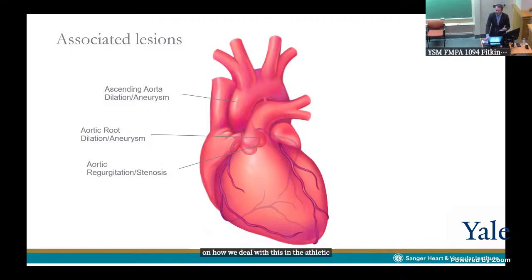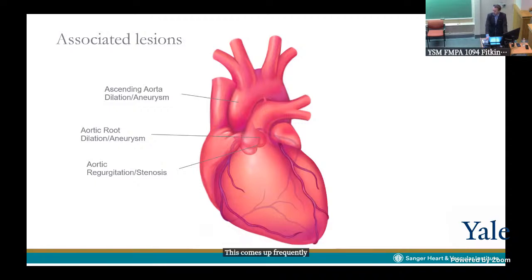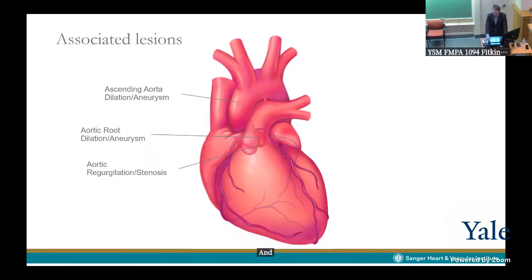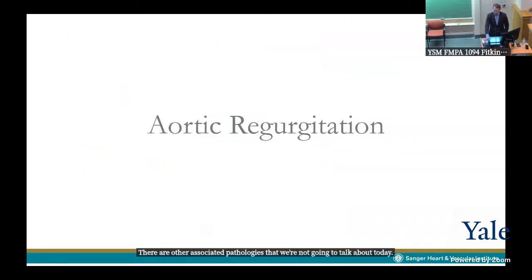For all of us here, general cardiologists, pediatric cardiologists, this comes up frequently. You know, I have a bicuspid valve, I have some associated pathology, how much exercise can I do? And so this can be a challenging clinical conundrum. There are other associated pathologies that we're not going to talk about today. So really the origin of this Grand Rounds invite from Rachel was based on a patient.